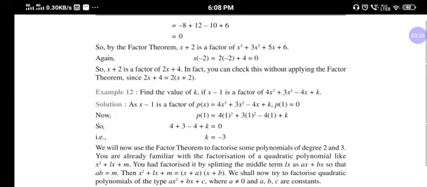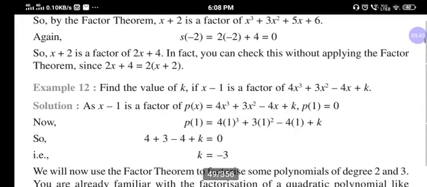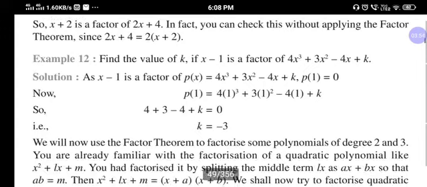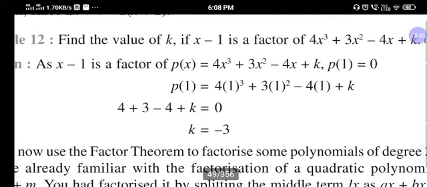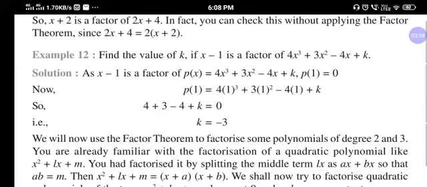So when you put the value of x in p of x, we get 4 into cube of 1, plus 3 into square of 1, minus 4 into 1, plus k. So 4 plus 3 minus 4 plus k, and simplify it to get the solution. So k is equal to minus 3.